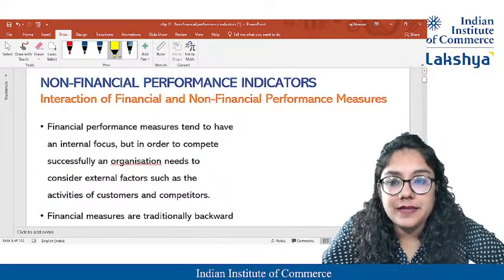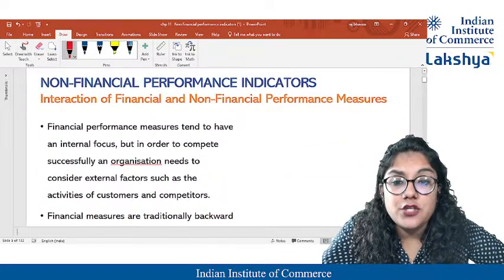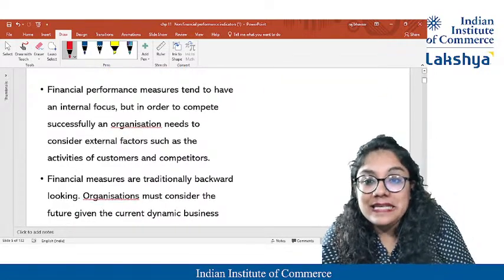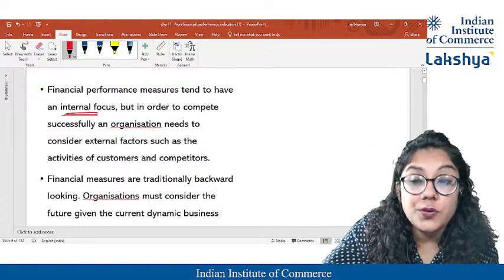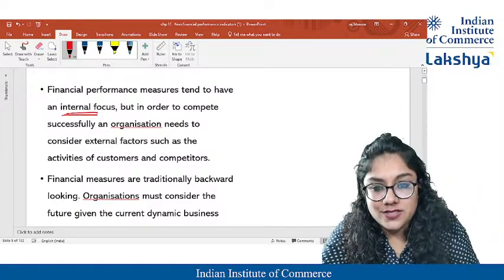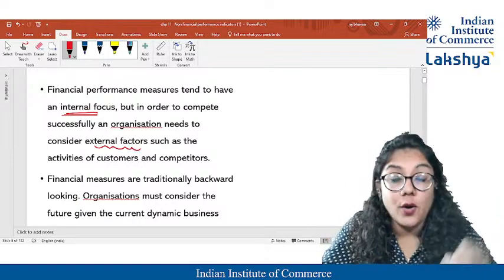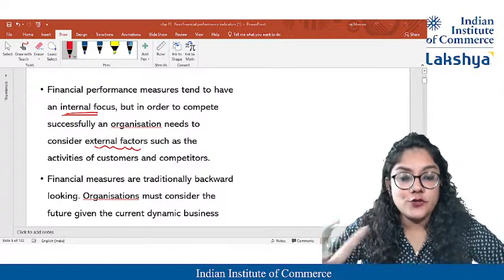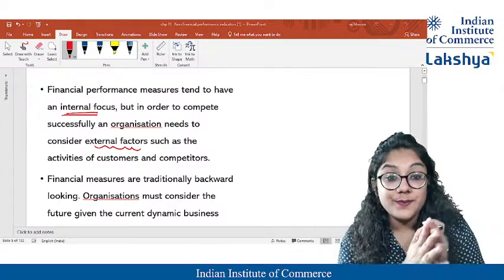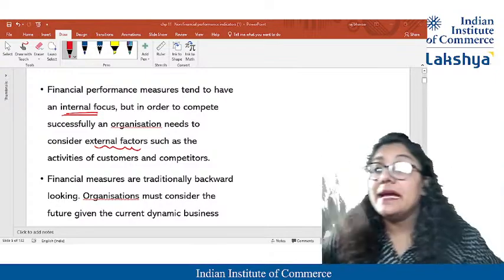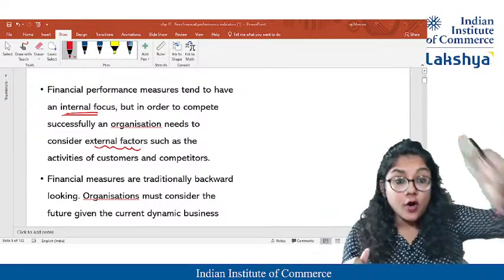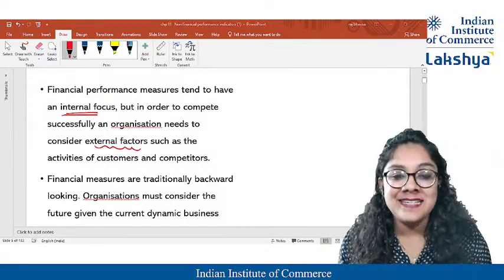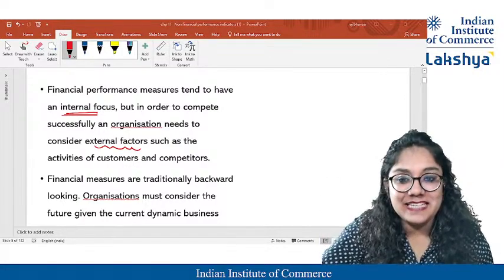So what they have written up next here is financial performance. Financial performance measures tend to have an internal focus, but in order to compete successfully, organizations even have to consider the external competitors and external factors also. Today, if I just concentrate on internal factors and ignore external demand, customers' choice, and competitors' strategy, I'll be out of the market sooner or later, isn't it? So that also needs to be taken care of.